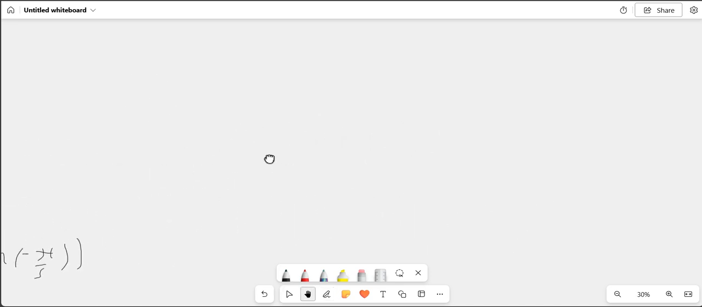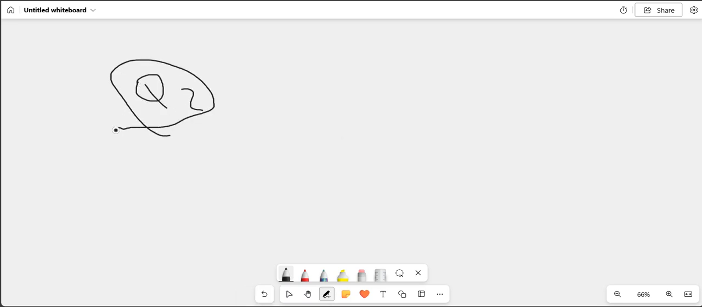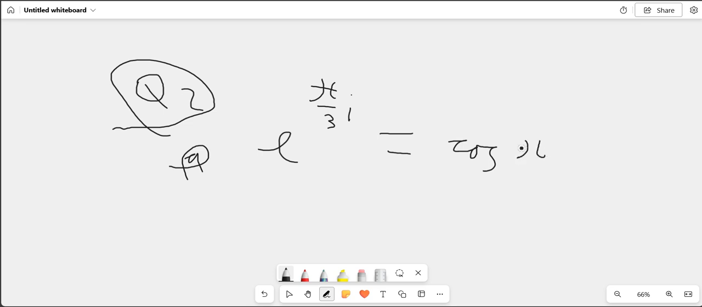Question 2, yeah? Express the following in the form a plus bi. So 2a: e to the power of pi over 3 i. Obviously you can write that as, it's just e to the power of i theta. So that's obviously going to be this, yeah?